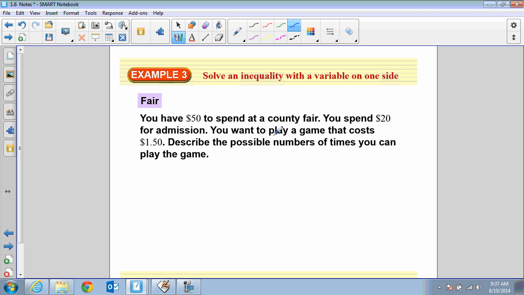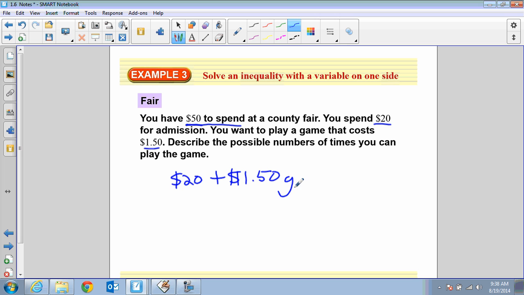So we're setting up an inequality, okay? And one of the most important parts is you only have $50 to spend, okay? And you spend $20 for admission, and it costs $1.50 for each game. So I'd set this up as the $20 you have to spend for admission plus $1.50 per game.